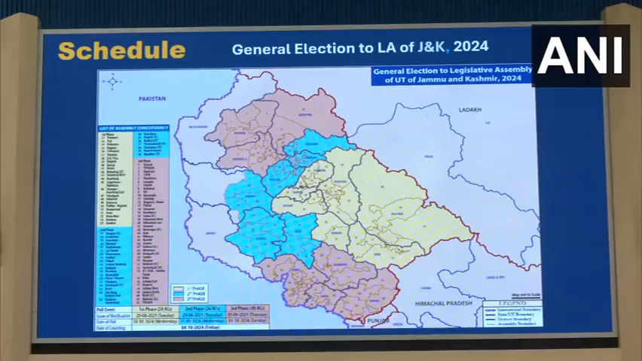Kulgam in the valley. The second phase would be Ganderbal, Srinagar, Budgam in the valley side, and on the Jammu side, Poonch, Rajouri, and Reasi. And then the phase moves up. So North Kashmir in the upper regions, and also the Jammu and Udhampur, Samba, and the Kathua region. This is what would be the schedule there.